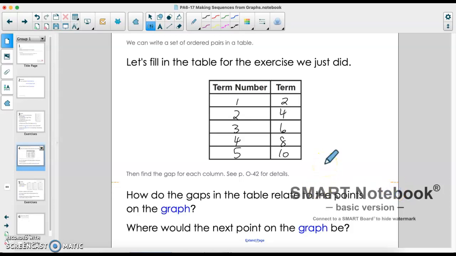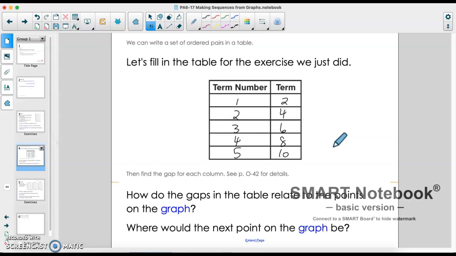So the question then is, how do the gaps in the table relate to the points on the graph? First of all, what is the gap between the numbers in the column? It goes up by 2s.